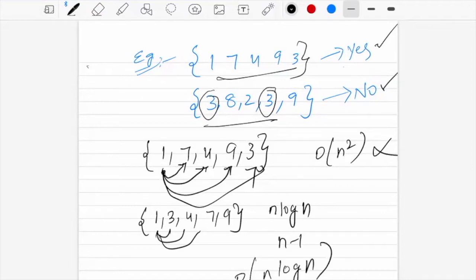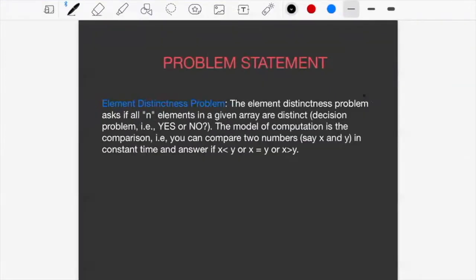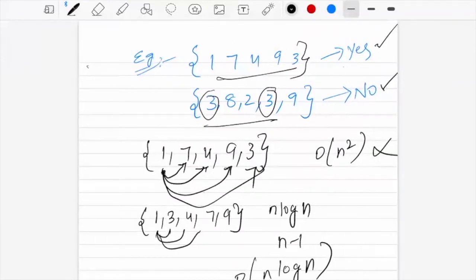What we are proving in this problem statement is that we have to prove the lower bound for the element distinctness problem to be big omega of n log n. So let's try to prove the lower bound for the element distinctness problem to be omega of n log n.